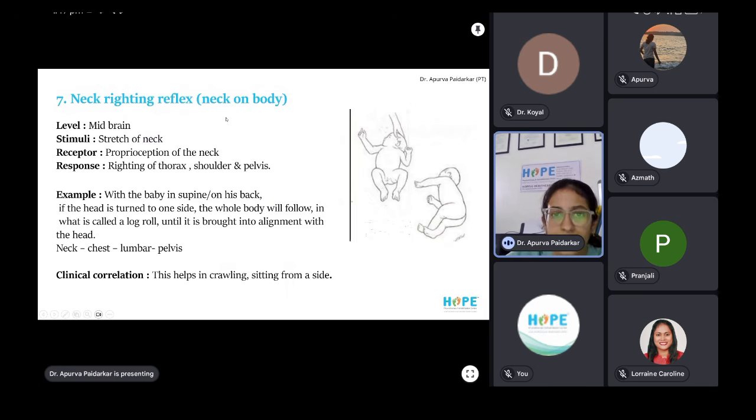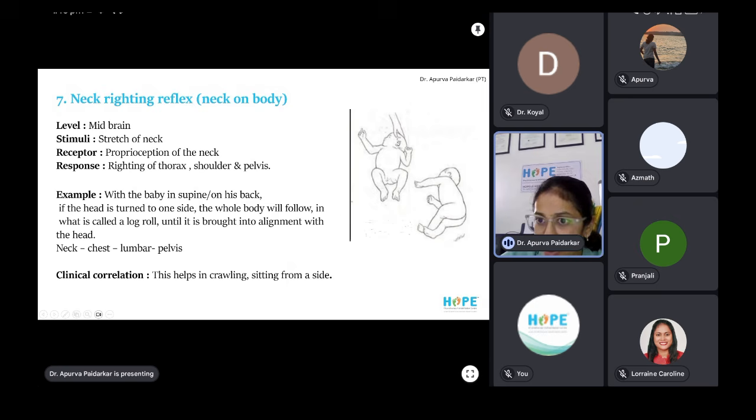Seventh is the neck righting reflex, which is also called neck on body. Here the level is midbrain, the stimulus is stretch of the neck, the receptor is proprioception of the neck, and the response will be righting of the thorax, shoulder and pelvis.